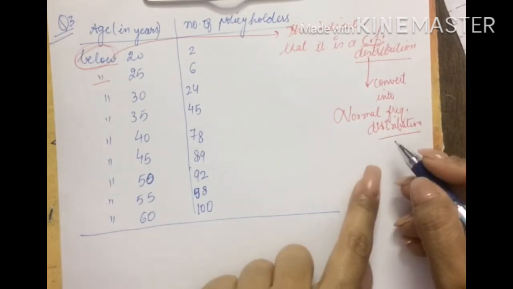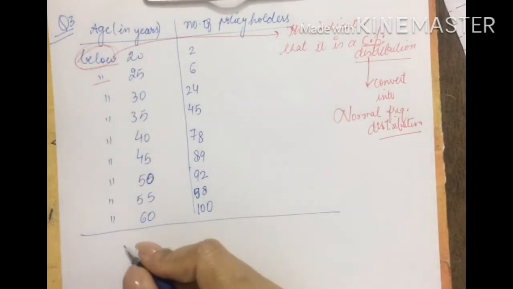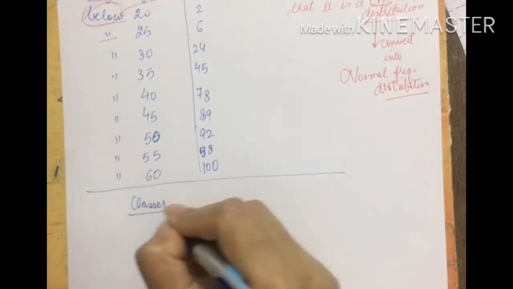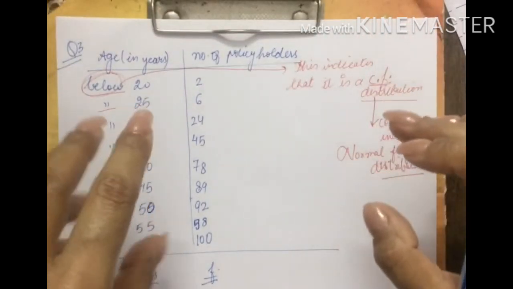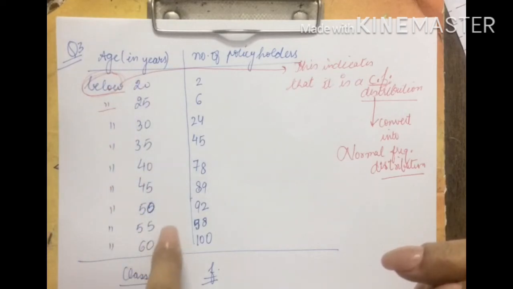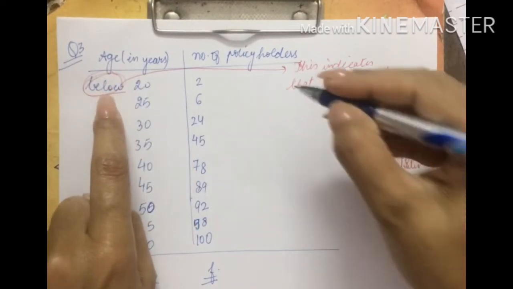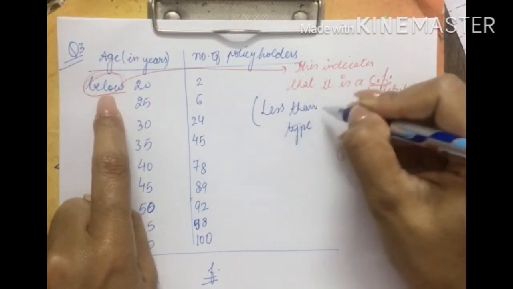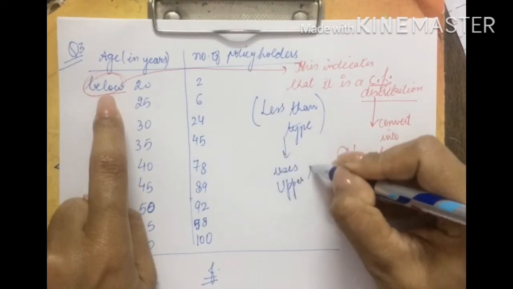And for this, we shall be making class intervals with the help of these, and then we obtain the frequency. Once we have identified that this is a cumulative frequency distribution, depending on what word is used here, below means this is less than type. Less than type uses upper limits.